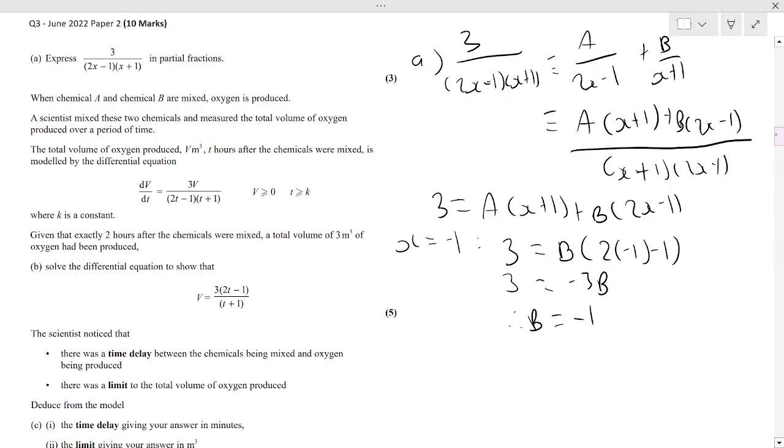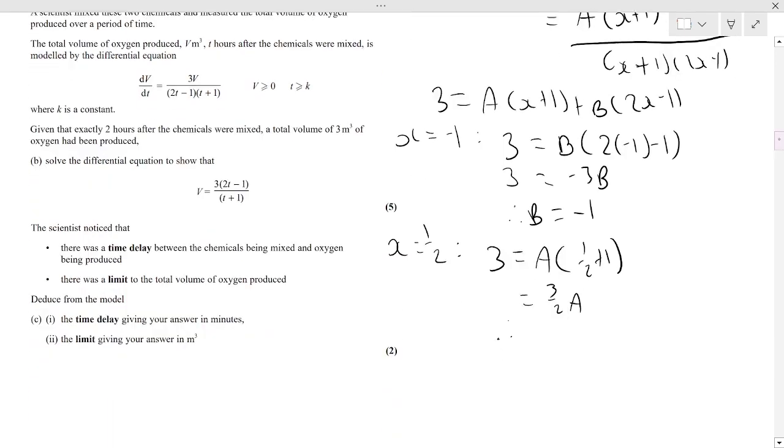And then we do the same for the other bracket. So 2x minus 1 has to be 0. That means x has to be a half. So therefore 3 would be a lots of a half plus 1. And then plus b, well 2x minus 1 will go to 0, so that's nothing. And a half plus 1 would be 3 over 2 a. Well then therefore a has to be 3 divided by 3 over 2, which should be 2, okay? And there we are. So now we found our values.